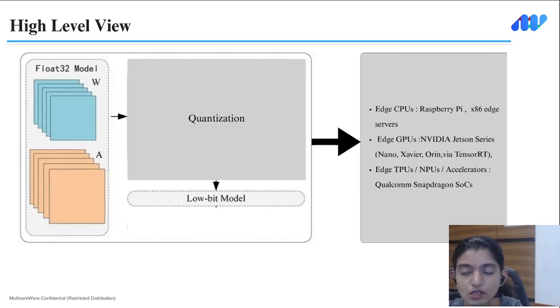So on CPUs, we have x86 edge devices. We can use Raspberry Pi. For GPUs, an example is NVIDIA Jetson Nano, and in TPUs we have Qualcomm SoCs.